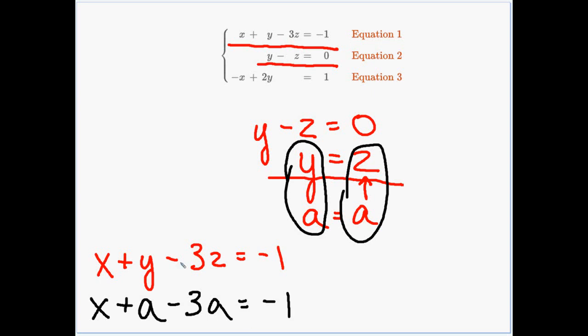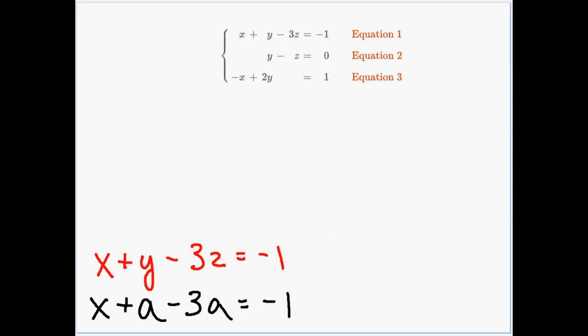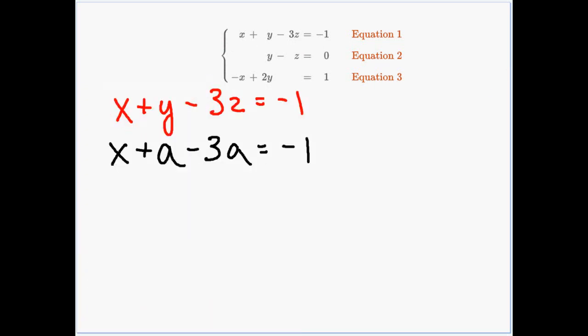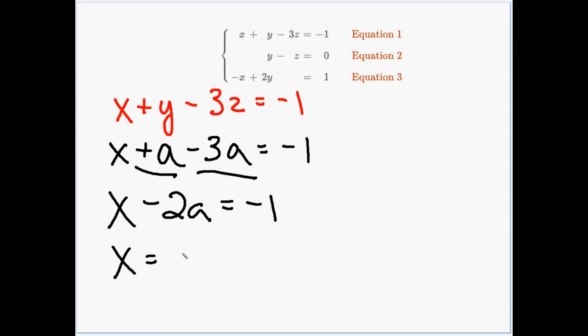So let's solve this and keep the x alone. So we've got x, a minus 3a would be negative 2a. X minus 2a equals negative 1. And if we get the x alone, x will equal negative 1 plus 2a, or I'd write it better as 2a minus 1. So this is our x equals.